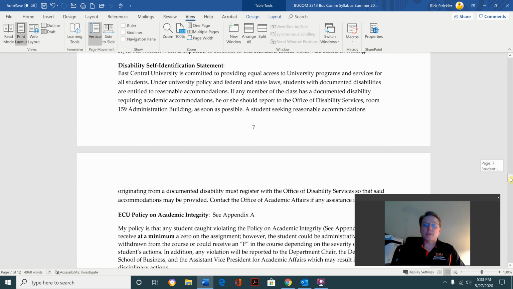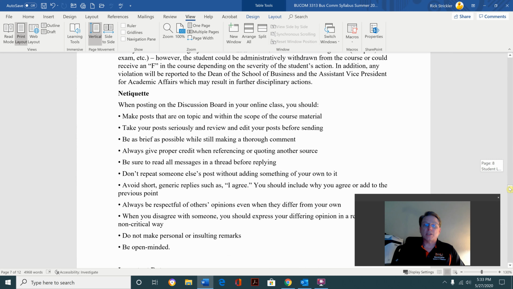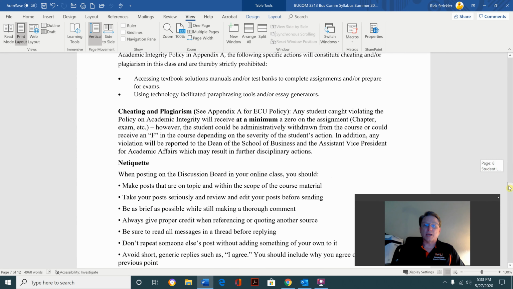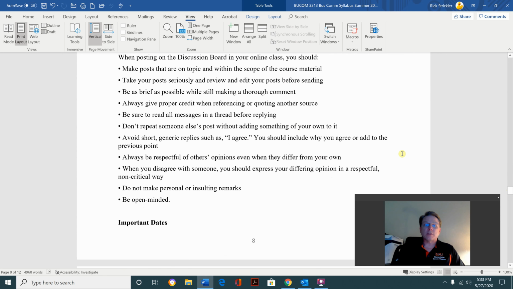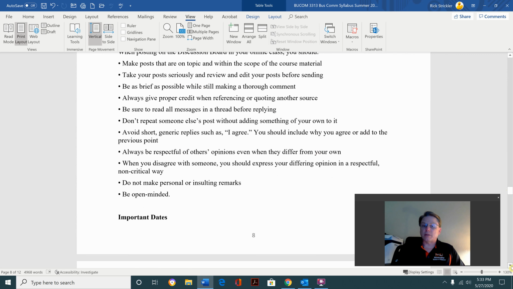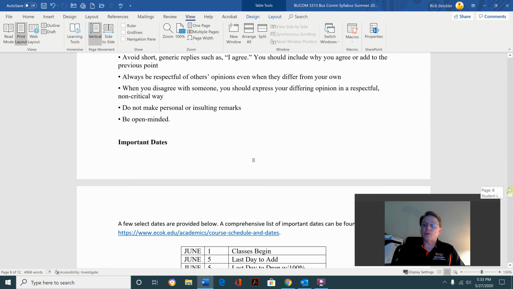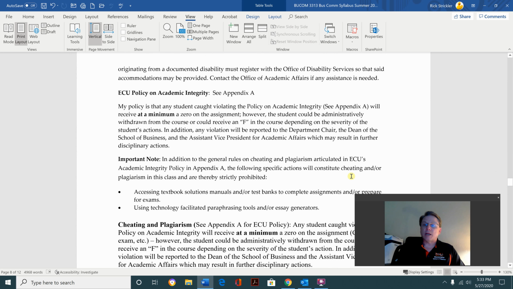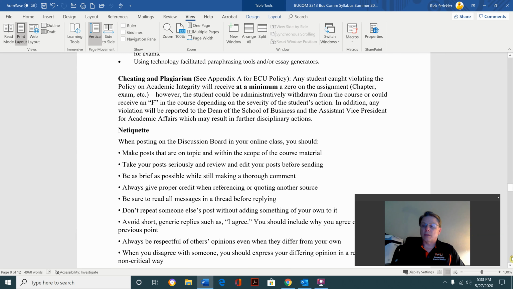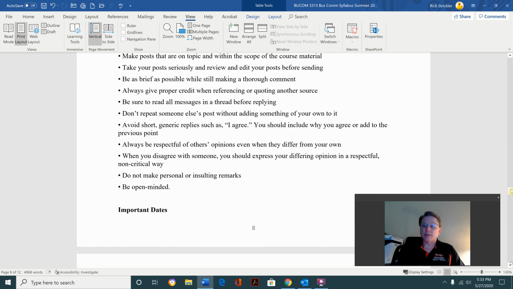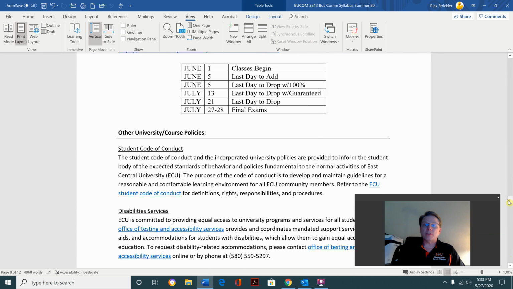Okay, and the rest of the syllabus is pretty much standard ECU policy that you'd see. There's your netiquette. Make sure you follow this so that we don't have to file any paperwork or get you in trouble or anything. So be sure to follow these so that everybody can be respectful of everybody else. Make sure on your discussion board entries that you have at least 100 words on your first entry and at least 50 on each of the responses. That's a minimum, not a maximum. Okay? And so it should be a really good semester.